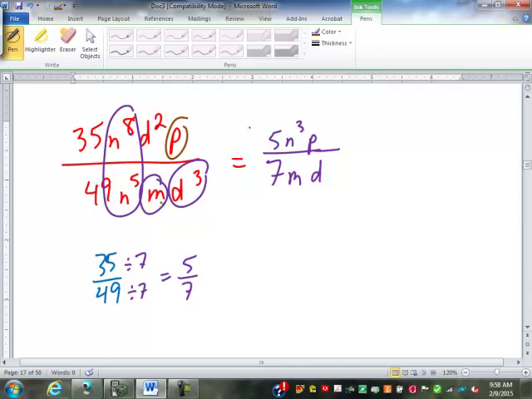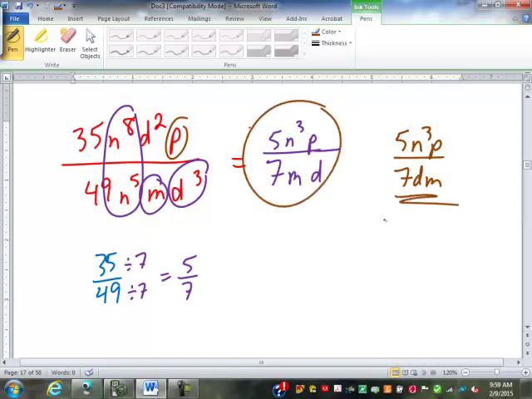What order do we put them in? Well, technically, these are all messed up when I wrote them down anyway. If you ever get really confused, you always want to put them in alphabetical order. So technically, 5m to the third p is fine. I should have probably put 7dm on the bottom. This is still the same thing. It's just math grammar. You put them in alphabetical order.